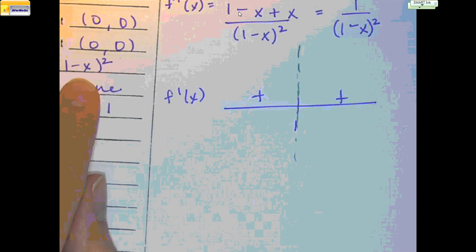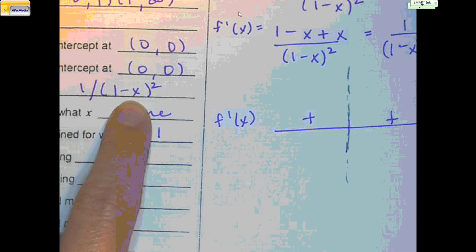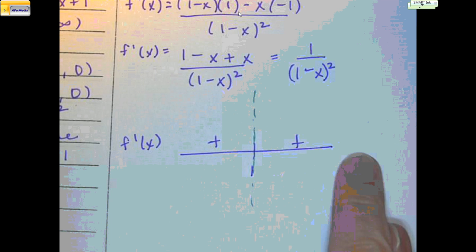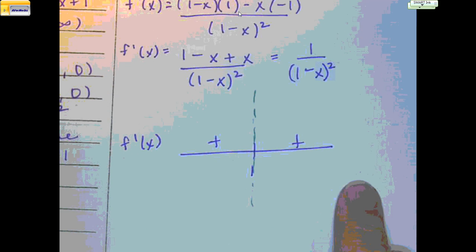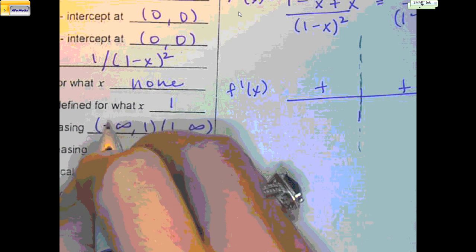Alrighty, increasing and decreasing. So we're increasing. Can I say from negative infinity to positive infinity? Why not? The whole thing's increasing. There's an asymptote here, so we skip 1. So we say from negative infinity to 1, and from 1 to infinity. And it's never decreasing. What about our local maximum and minimum? None. We don't have any.